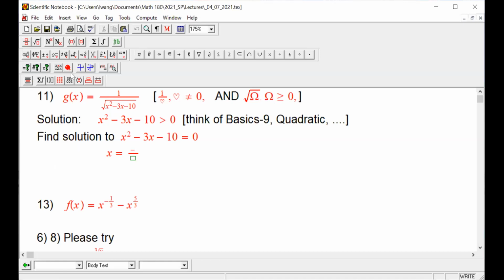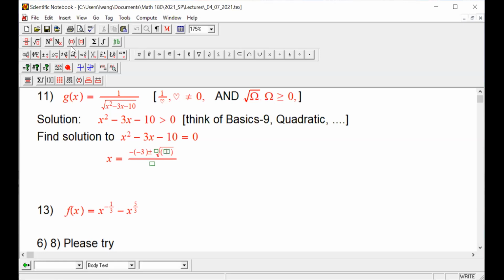Okay, so the work you show there is negative, or -3, plus minus the square root of b squared. You have a -3. Your substitution there is superb. Okay, you have all the necessary parentheses there. You have 4 times 1 and times -10, right? Yeah. And 2 times 1. So that's 2 times 1.